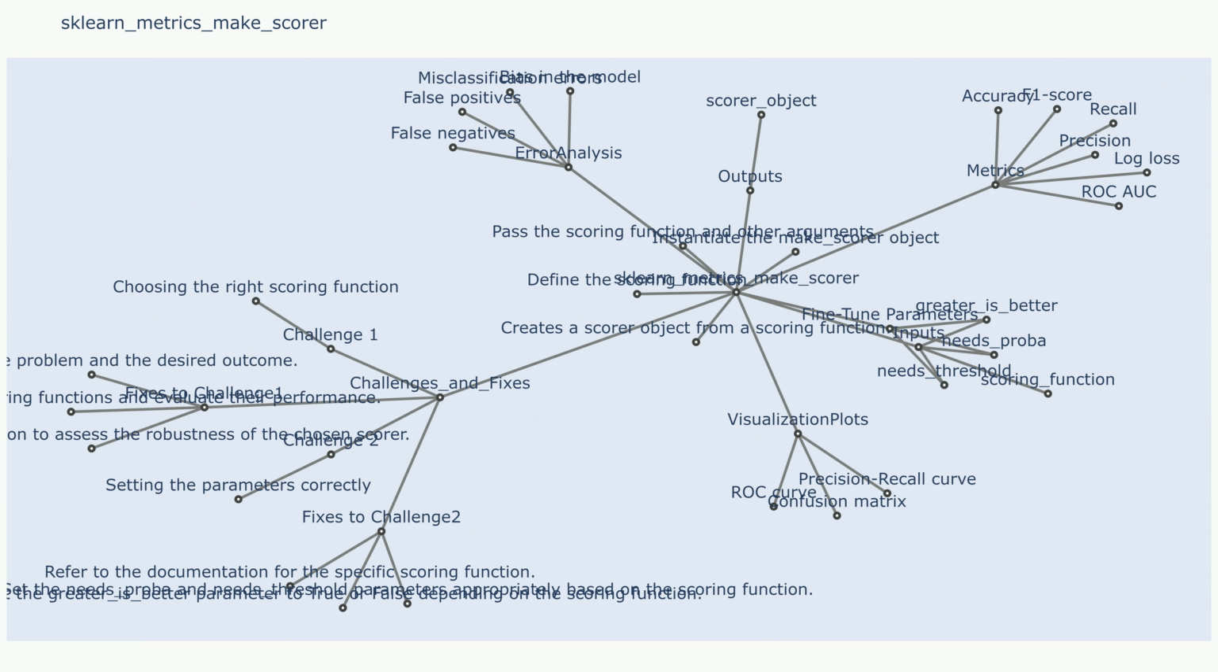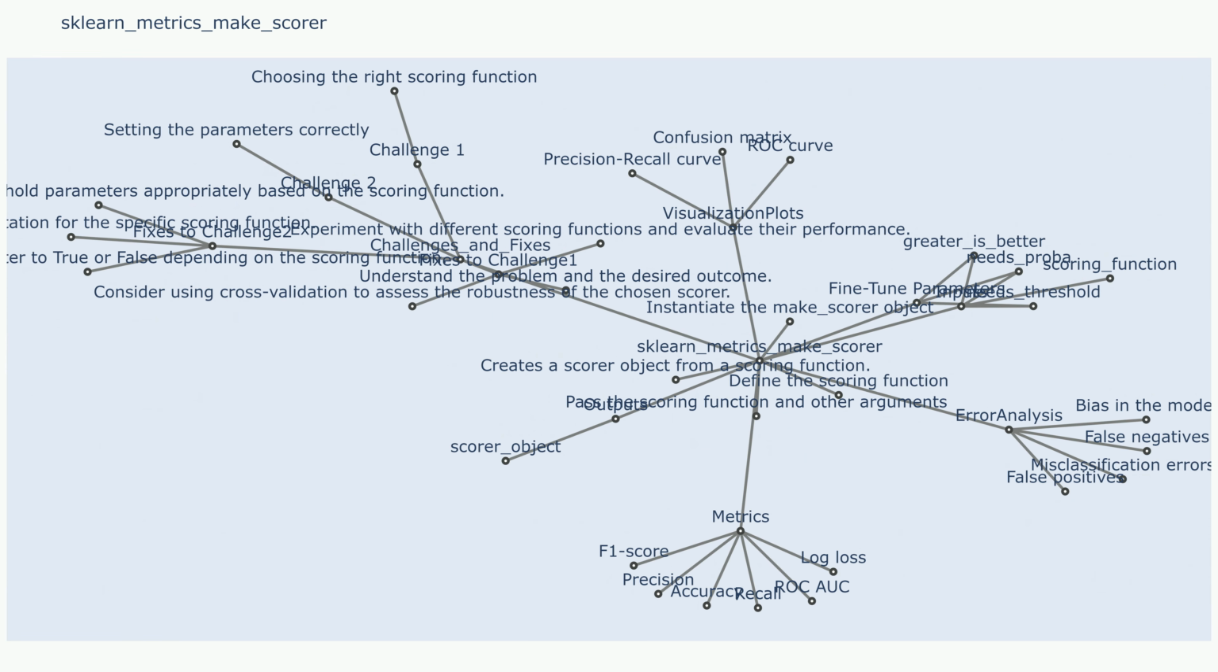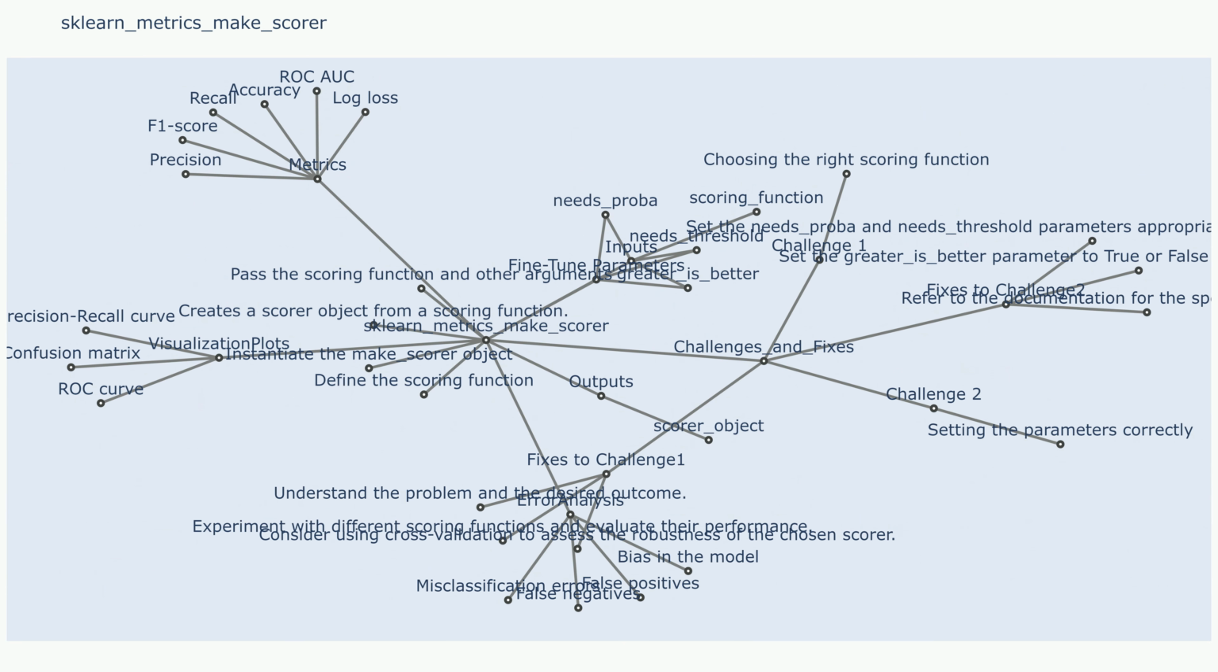Challenge 3: choosing the right metric. Sample use case: selecting an inappropriate metric for the task or data characteristics, leading to misleading results. Fixes: consider the nature of the problem (classification, regression), the data distribution, and the importance of various aspects, e.g., precision, recall, F1 score. Choose a metric that aligns with the specific goals and priorities of the project.